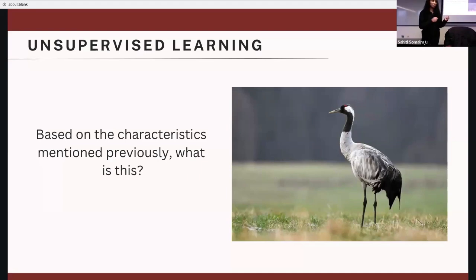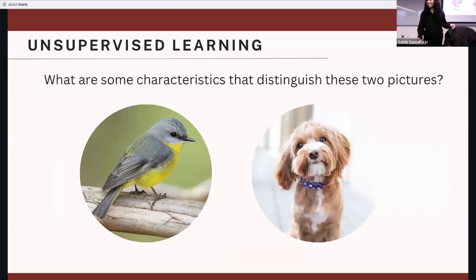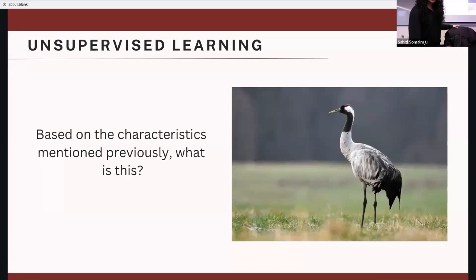So in the previous slide, we were looking at a bird and a dog, right? And so the main idea for this machine model is to categorize that. If you were to input this picture, it should understand that this is very similar to the bird in the previous slide. So they should both be birds. So that's kind of the idea of unsupervised learning.